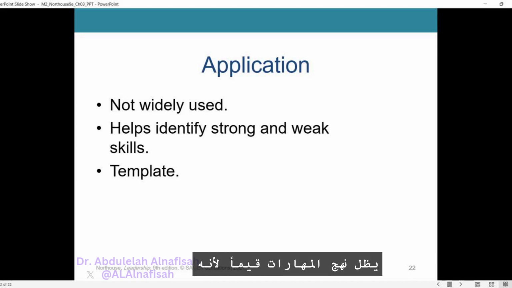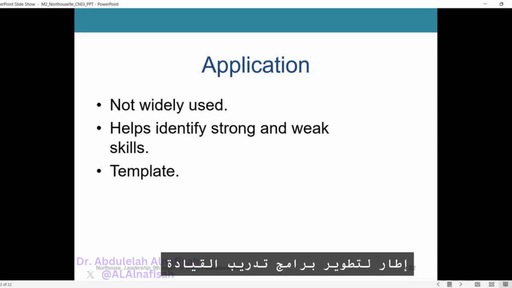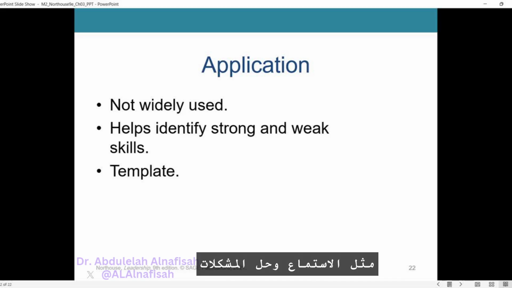However, the skills approach remains valuable because it helps identify leadership skills across all levels of an organization. It offers a way for leaders to evaluate their strengths and weaknesses in areas like technical, human, and conceptual skills. Through tools like skills inventories, individuals can gain insight into their leadership competencies and determine areas for improvement. In the future, the skills approach could serve as a framework for developing leadership training programs, focusing on essential skills like listening, problem solving, and conflict resolution.